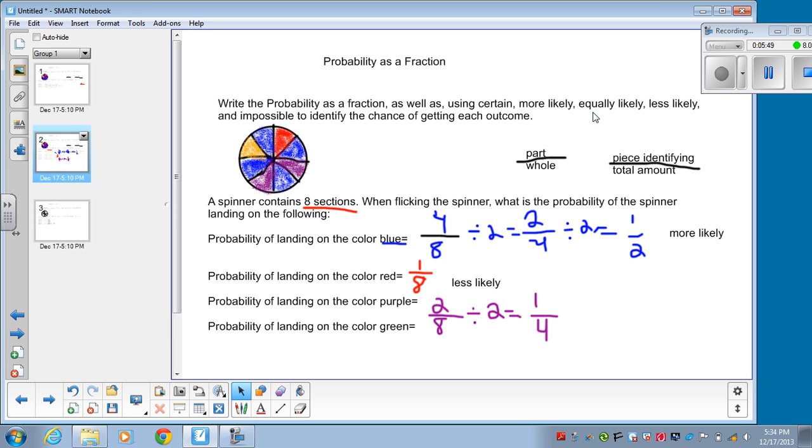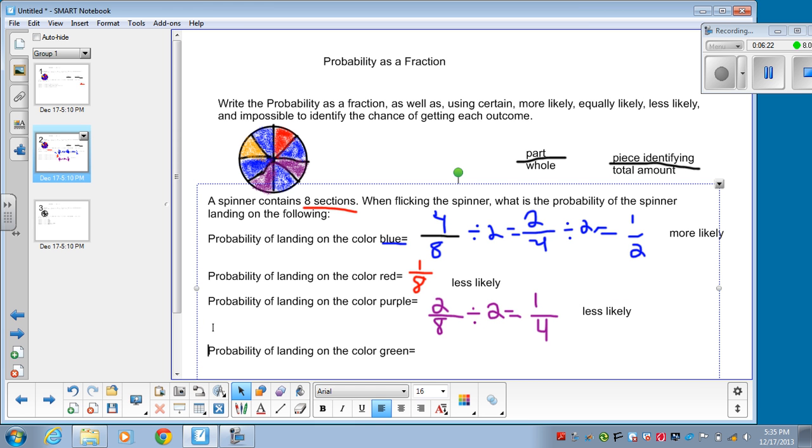What is the likelihood of landing on purple? More likely, equally likely, less likely, certain, or impossible? If you said less likely, you're correct. It's less likely because there's less of the purple than the blue. I know that we have 2 less likely. That's okay. Sometimes a term for an outcome can be used more than once.